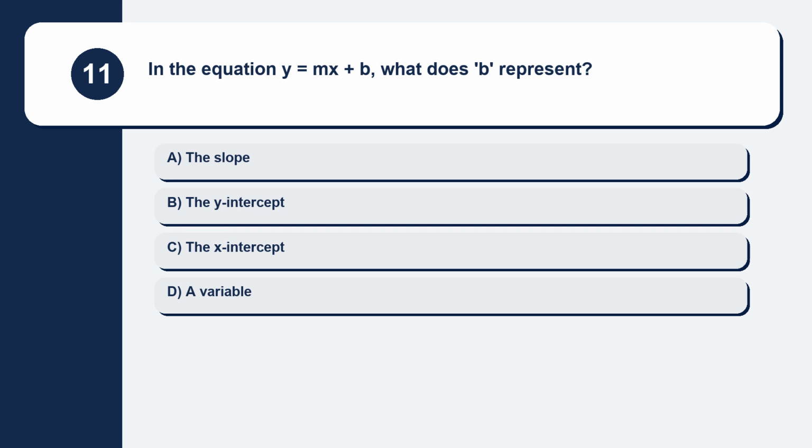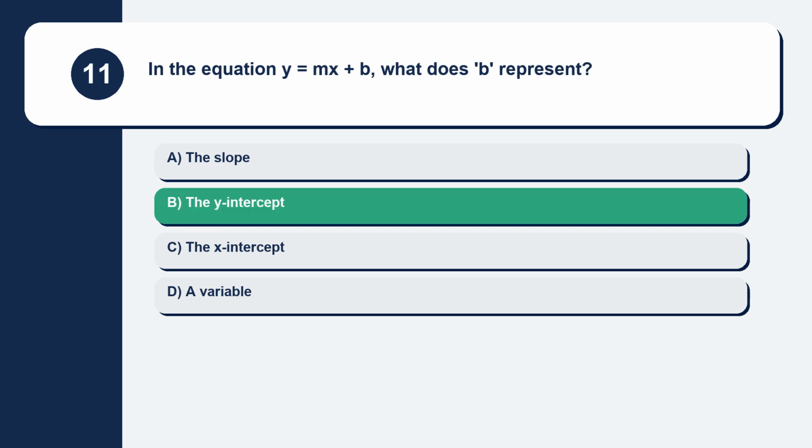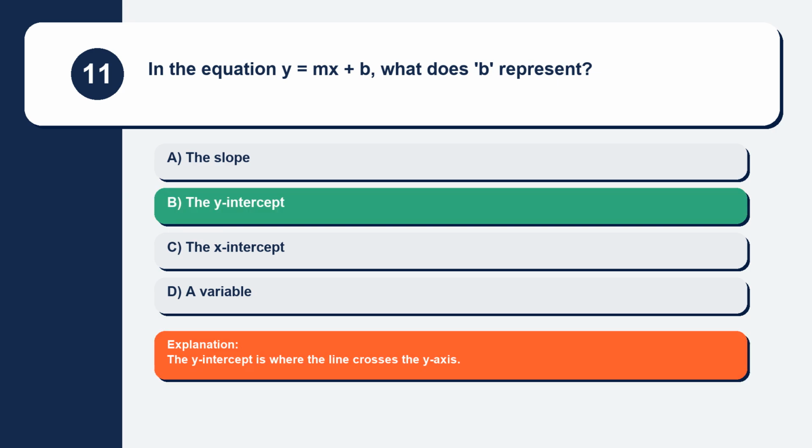Question 11. In the equation y = mx + b, what does b represent? The slope, the y-intercept, the x-intercept, a variable. The y-intercept is where the line crosses the y-axis.